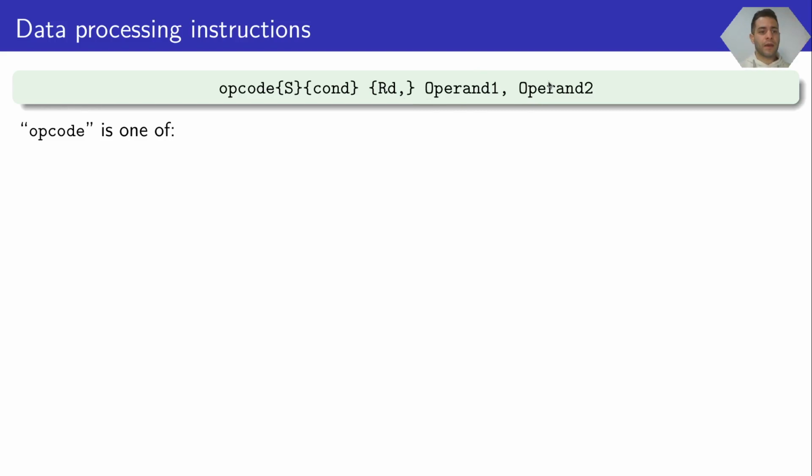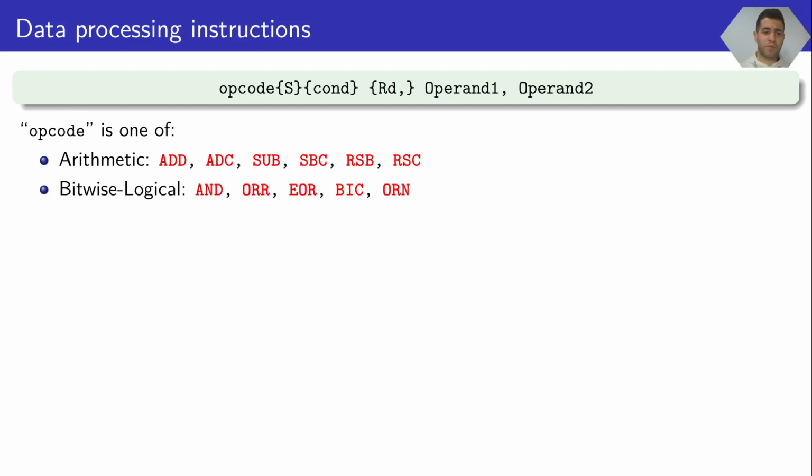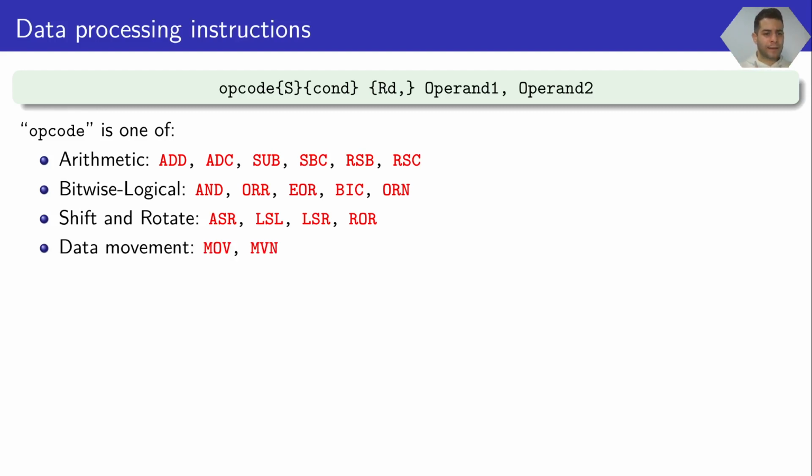Here the opcode is one of some arithmetic operations, addition, subtraction, and then we have bitwise logical operations, and, or, XOR, and so on and so forth. Then we have shift and rotate operations on the same register. Those instructions are very useful when we are dealing with some crypto stuff. And data movement: we have already seen mov, and this is MVN, which means move and negate.